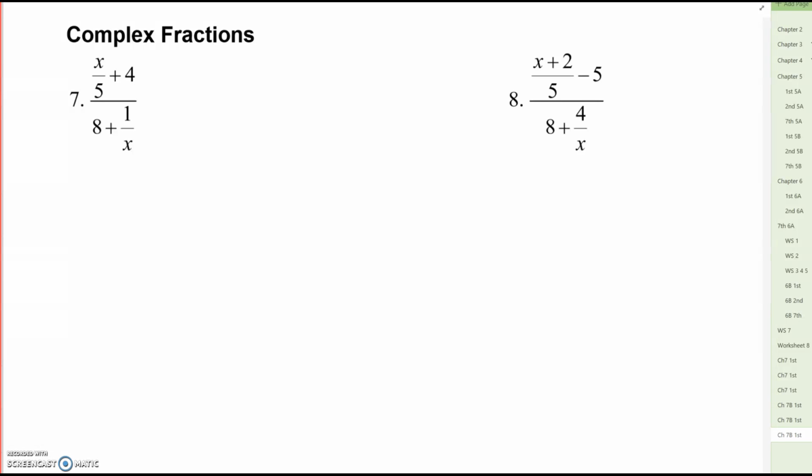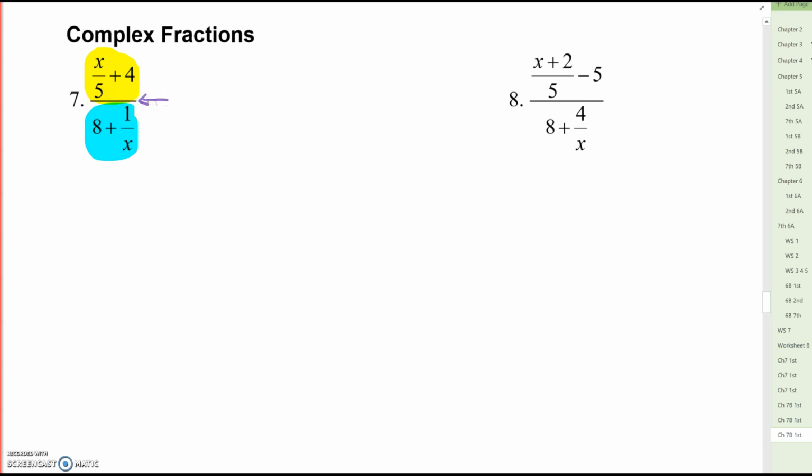Complex fractions might make you feel like you want to run out the door screaming because it's fractions within fractions within fractions. However, I'm going to show you today how you can use the stuff we've already learned to do these problems. This is really just 3 problems in one. The first problem is the top, x over 5 plus 4. The second problem is the bottom, 8 plus 1 over x. The third problem is this symbol.